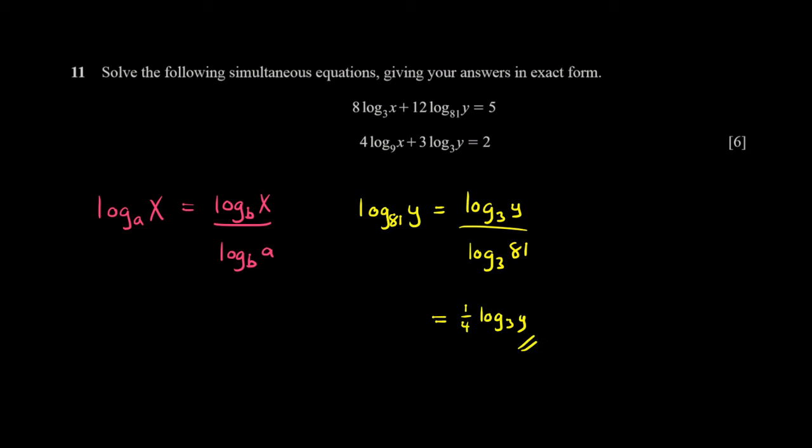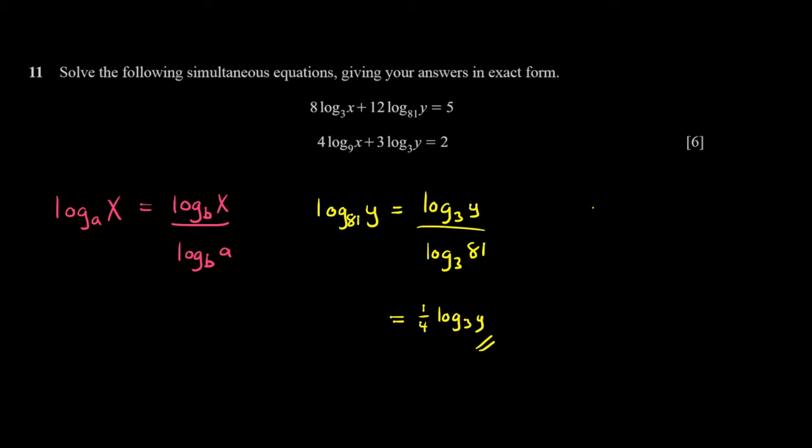In the same way, we're going to take log base 9 of x and convert it to log base 3 of x, which means we've got to divide by log base 3 of 9. And what is log base 3 of 9? It's 2, because 3 to the power of 2 is 9. So this is a half log base 3 of x.